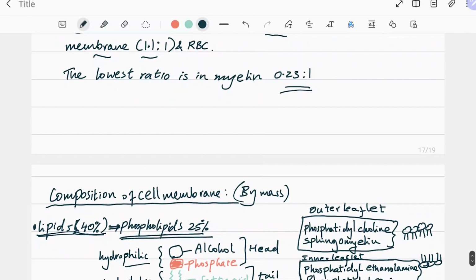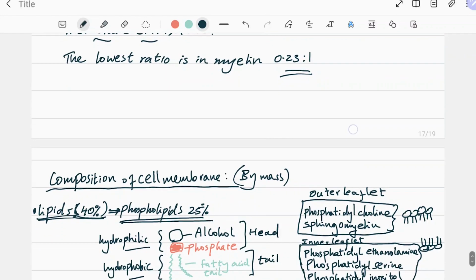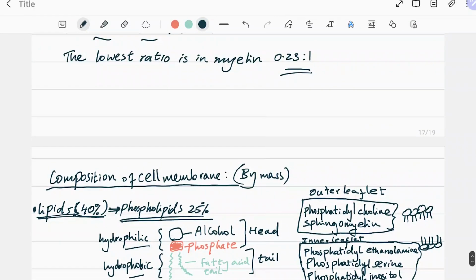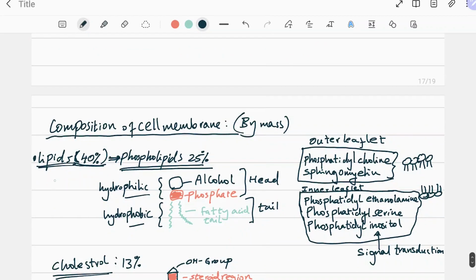So for that you don't need too much protein compared to the other tissues. So the ratio is 0.23:1. Now if we look at the composition of the cell membrane, you have the lipid bilayer. So you have the outer leaflets and the inner leaflets, and mostly the lipid is very important over here.